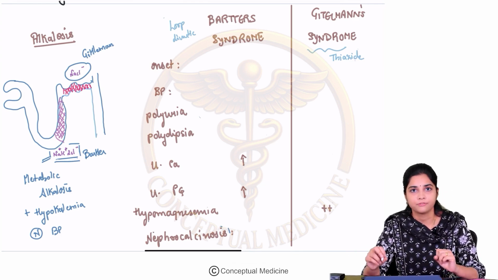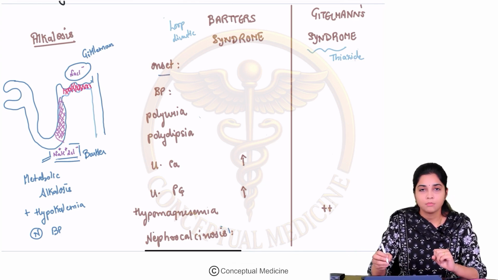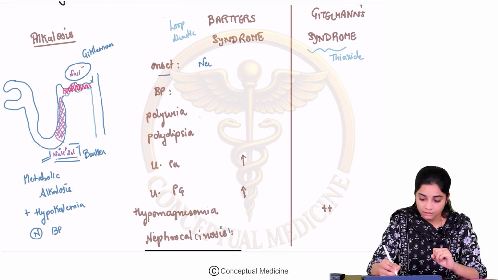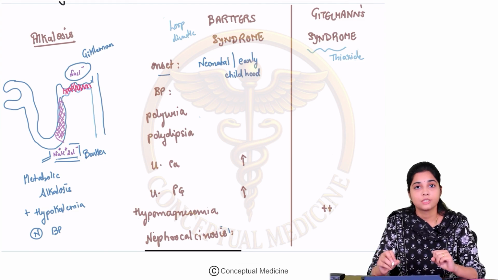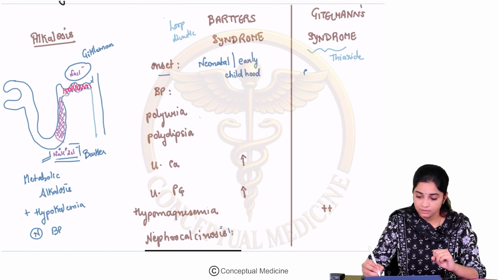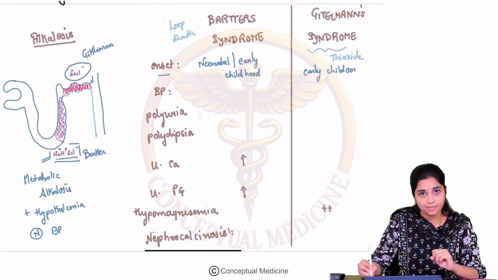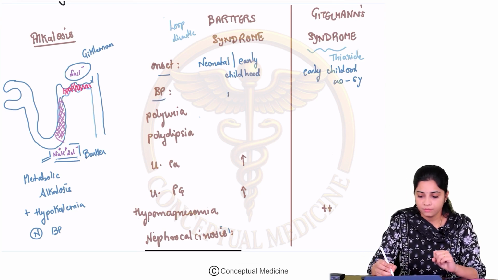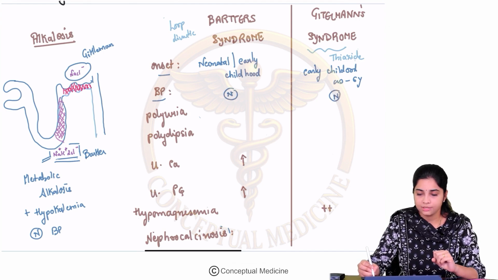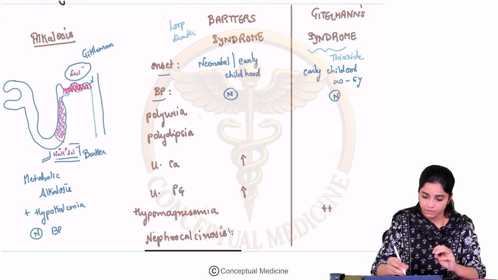Now let us look at the differences. So onset. Bartter syndrome has a neonatal or an early childhood onset. Whereas Gitelman syndrome basically occurs in early childhood to teens. So it can happen as early as 6 years but not before that. Fine. So what is the blood pressure? We know that blood pressure in both Bartter and Gitelman is normal.